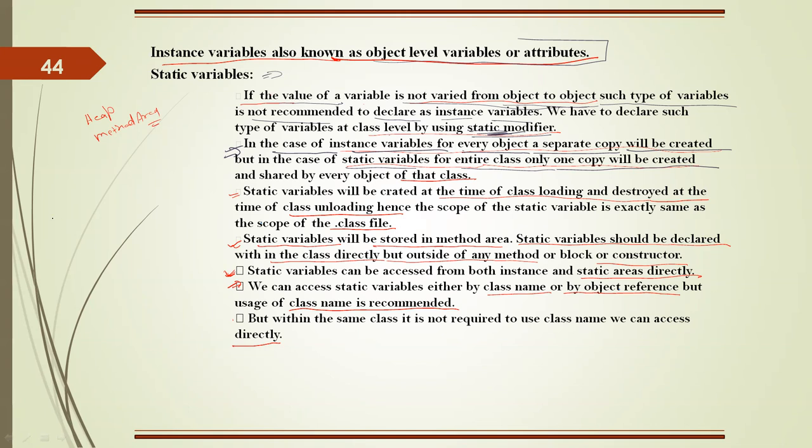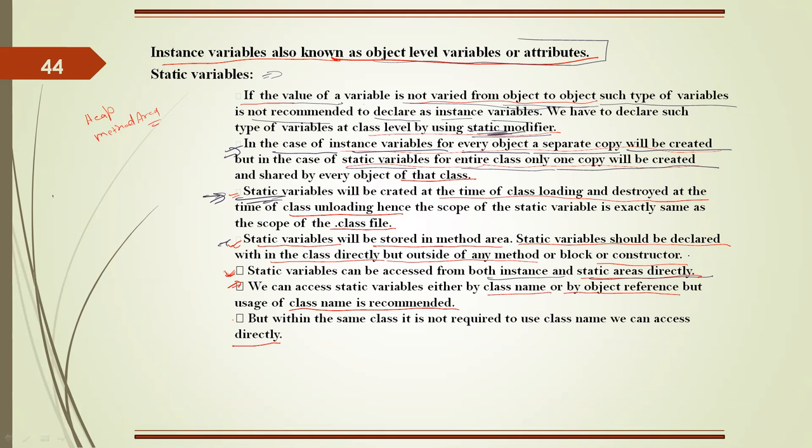Next point: a static variable is created at the time of class loading and destroyed at class unloading. A static variable is stored in the method area, not in the heap area, while the instance variable is stored in the heap area. A static variable can be accessed directly from both the instance and static areas. The instance area is nothing but the area without the static keyword.